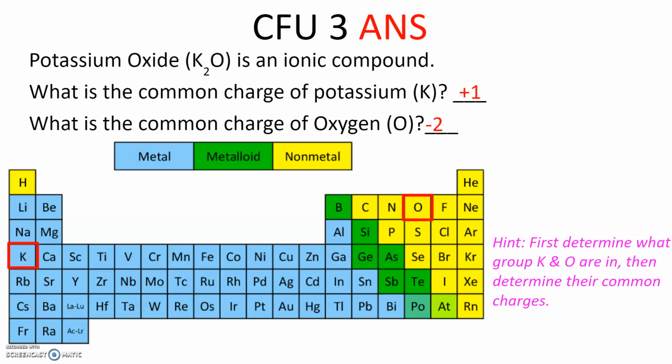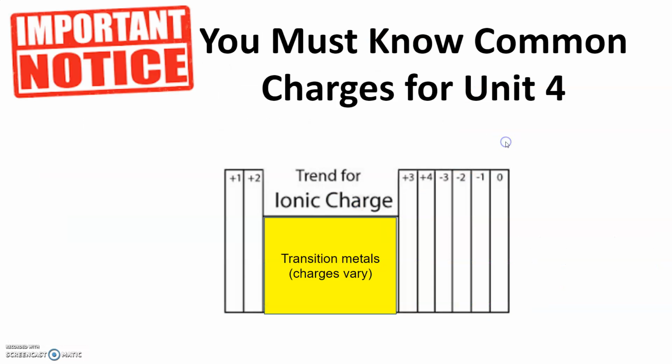Great, so potassium will have a +1 charge because it's in group 1, and oxygen will have a -2 charge because it's in group 16. Remember, it goes +1, +2, we skip, +3, +4, then -3, -2. So this one's -2. All right, important for Unit 4, you have to know common charges. This is super duper important, so make sure you memorize it.